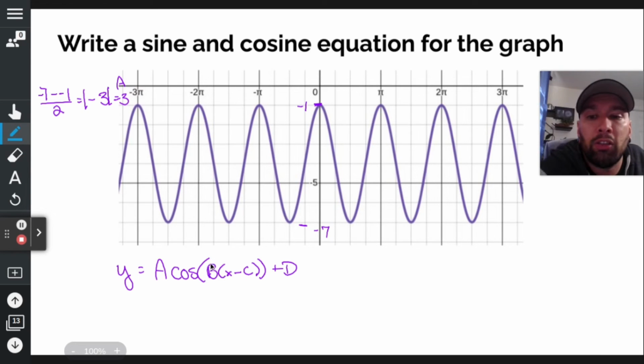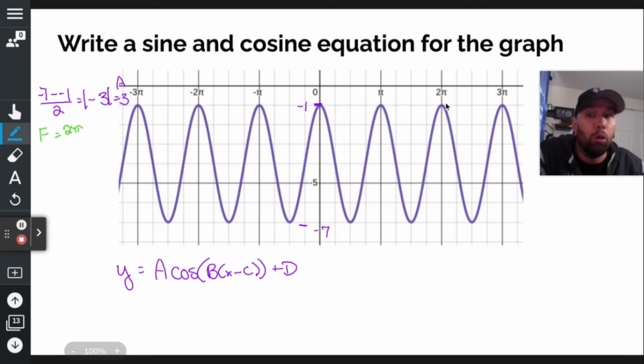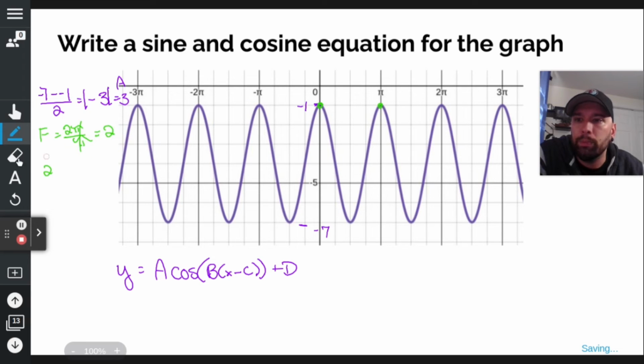B represents the frequency. Now, in order to find the frequency, we just found out that the frequency can be found by doing 2 pi over the period. So let's find the period. The period is 2 pi. So the frequency is going to be 2 pi over 2 pi. How do I know that? Very top to the very... Oh, I lied. It is not 2 pi over 2 pi. It's 2 pi over pi, which means the frequency for this guy is 2. Oh, careful. That was a close one.